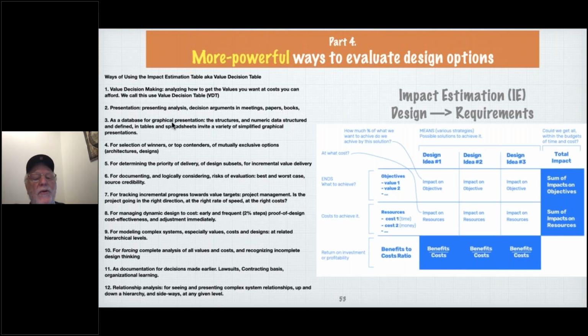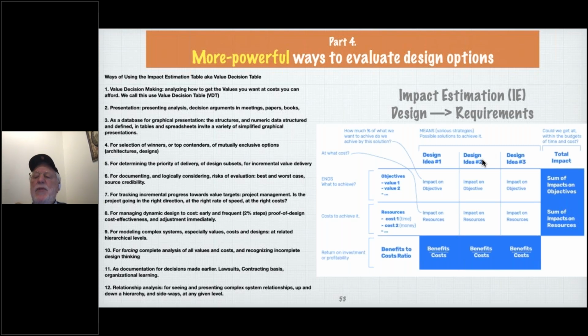Here's a list of all the different things we can do with the table. Actually, I have a list which is more than 20, and I've only got 12 here. But basically, we can compare one design against another. We can look at a set of designs. If I do design 1 and design 2, what do I get? If I do design 1 and 2 and 3, what do I get? We can prioritize the delivery of designs. Which of these 3 designs should I do in the first sprint to give me the most value for money?